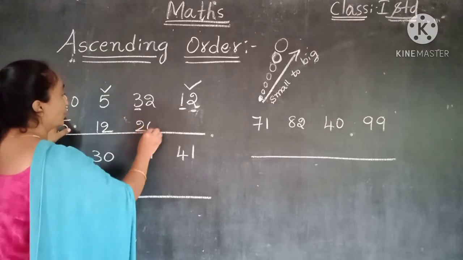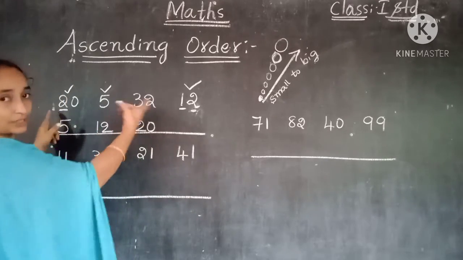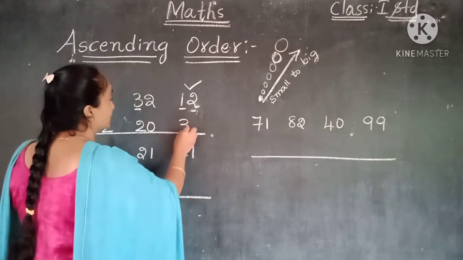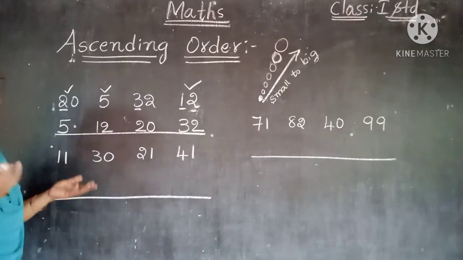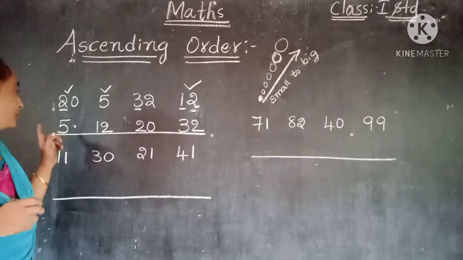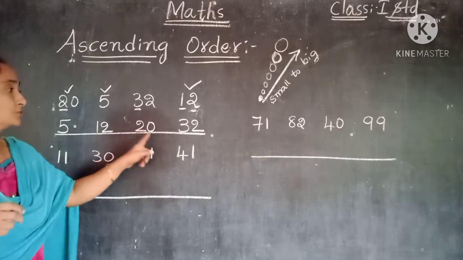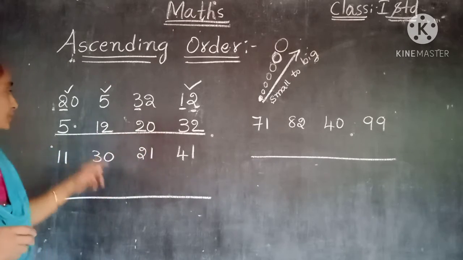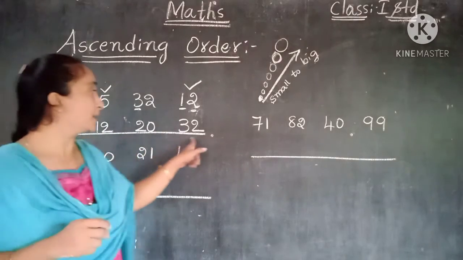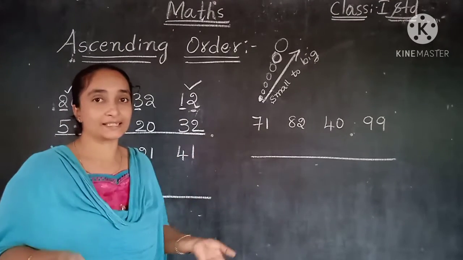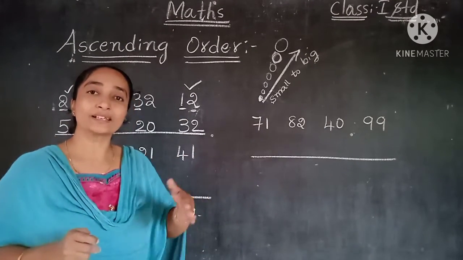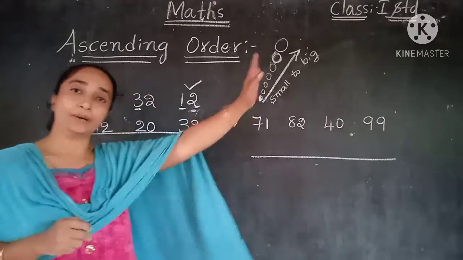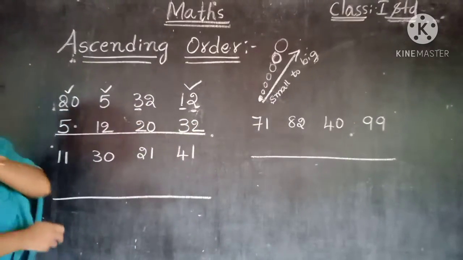So 2, 0, 20. And the last one, that is the big number, 3, 2, 32. So here we have found that very easily. 5, 12, 20, 32. So this goes from the small number to the big number. This is called ascending order. Small to big. Now let us see one more example, children.